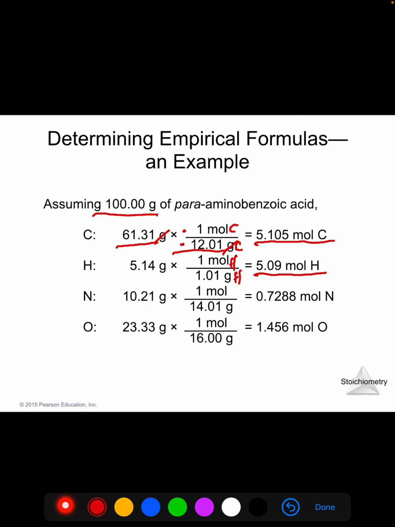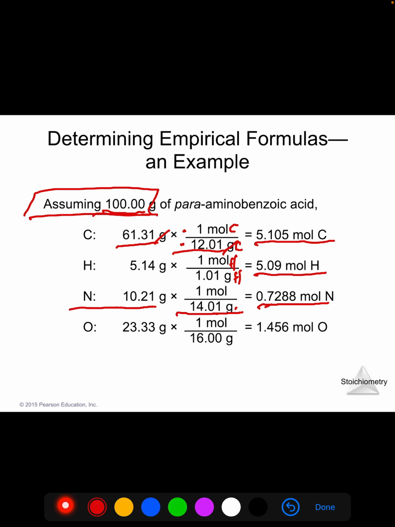Nitrogen has an average atomic mass of approximately 14. And if I have 10.21% nitrogen, but in my sample that I'm assuming weighs 100 grams, that means I would have 10.21 grams. That's going to be less than a mole, because 1 mole weighs 14 grams. So, if you do the math, you end up with 0.7288 moles of nitrogen.